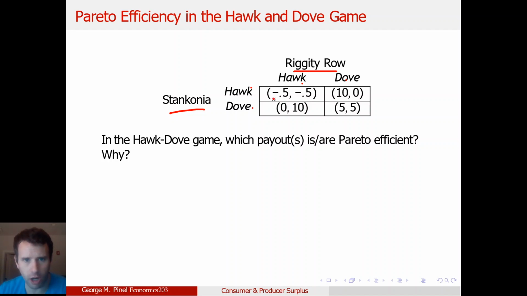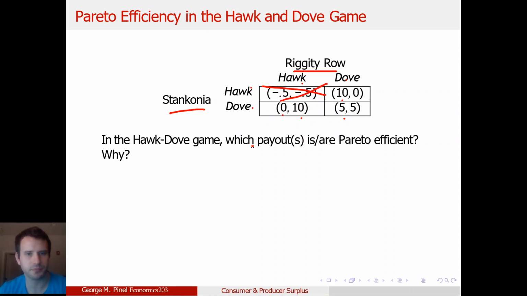Okay, so at Hawk Hawk, can I increase Stankonia's payout? Yes, this one increases Stankonia's payout, this one increases Stankonia's payout, this one increases Stankonia's payout. So all 3 allocations are better for Stankonia. And now I want to say, is there a way to increase Riggedy Row's payout in any of these 3 allocations? So if I go to this allocation, it increases Riggedy Row's payout. So I've already found one allocation in which I make Stankonia better off without harming Riggedy Row. So this cannot be Pareto efficient.